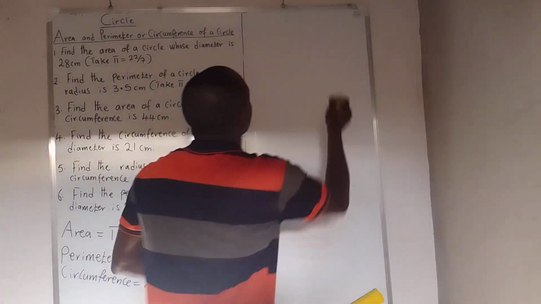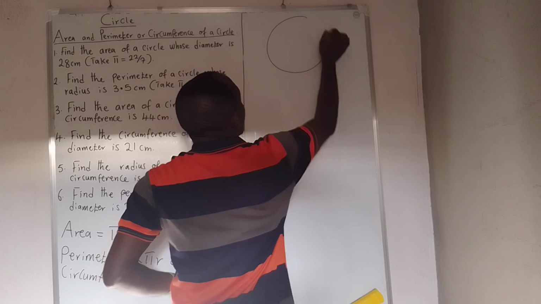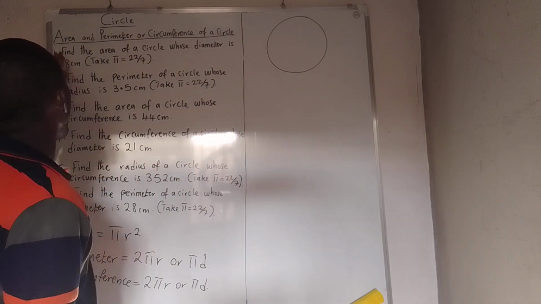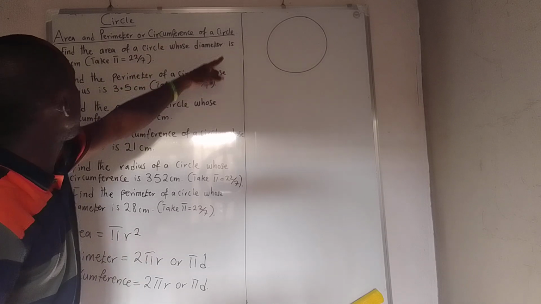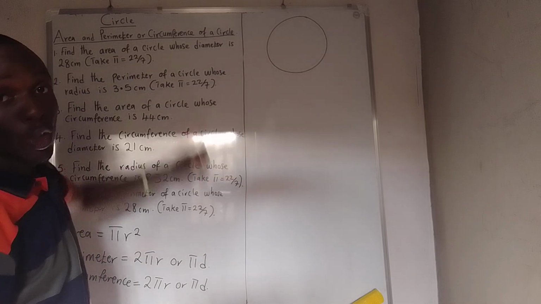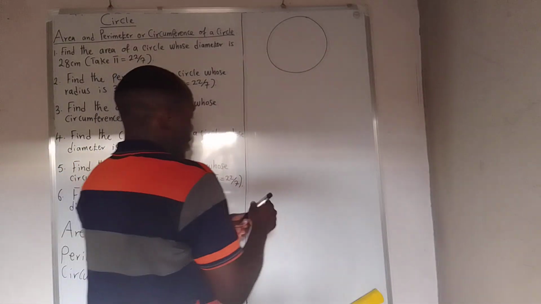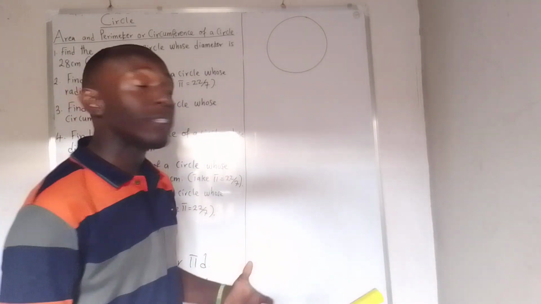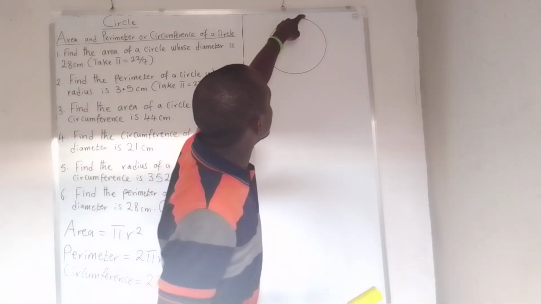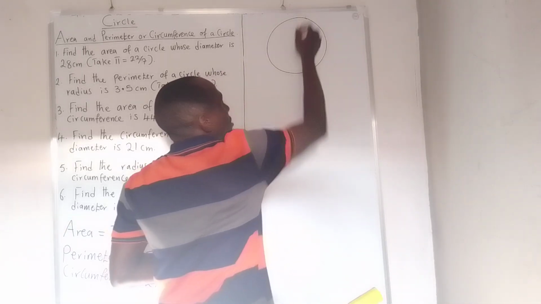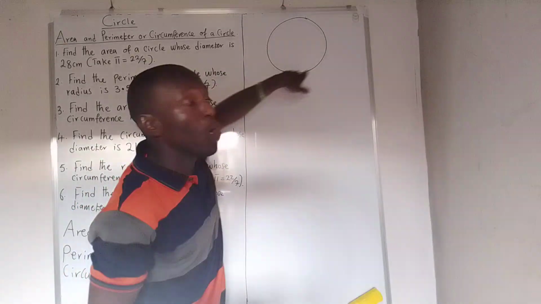Okay, let's quickly look at our circle and explain some terminologies. Looking at the first question, we are asked to find the area of a circle whose diameter is 28 centimeters, and we are asked to take pi as 22 over 7. Now, what is a circumference or a perimeter? Circumference or perimeter in a circle is the distance from a given point round the whole circle. The distance round this figure is the perimeter or the circumference.